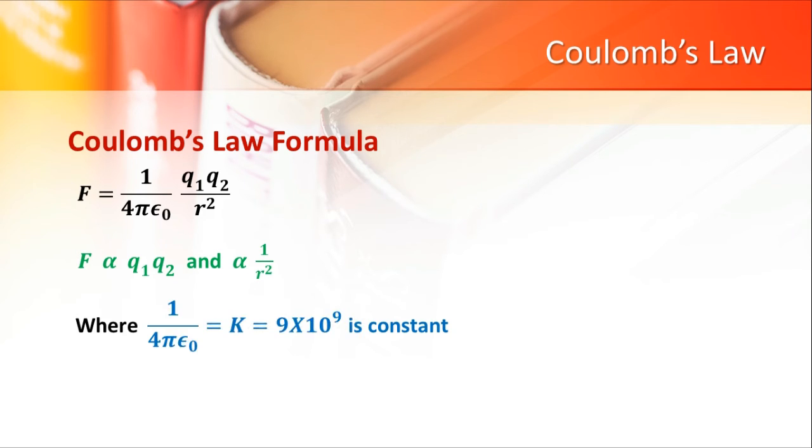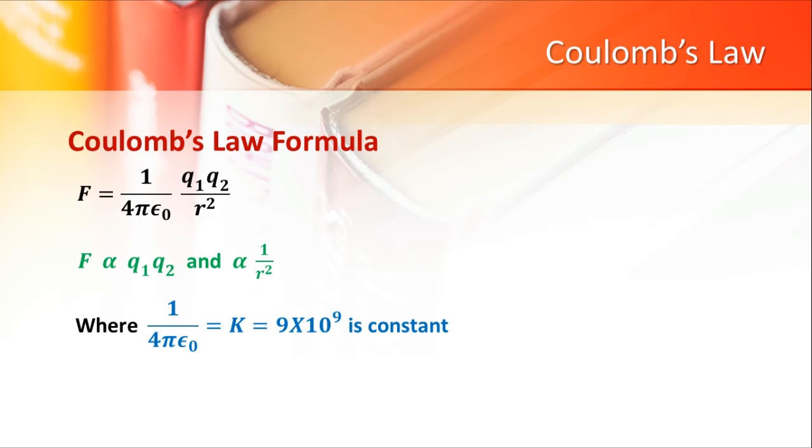Then 1 by 4 pi epsilon naught is equal to k, which is nothing but a constant, and that constant is equal to 9 into 10 to the power of 9. So sometimes while calculating any problems, you can directly use 9 into 10 to the power of 9 instead of 1 by 4 pi epsilon naught.